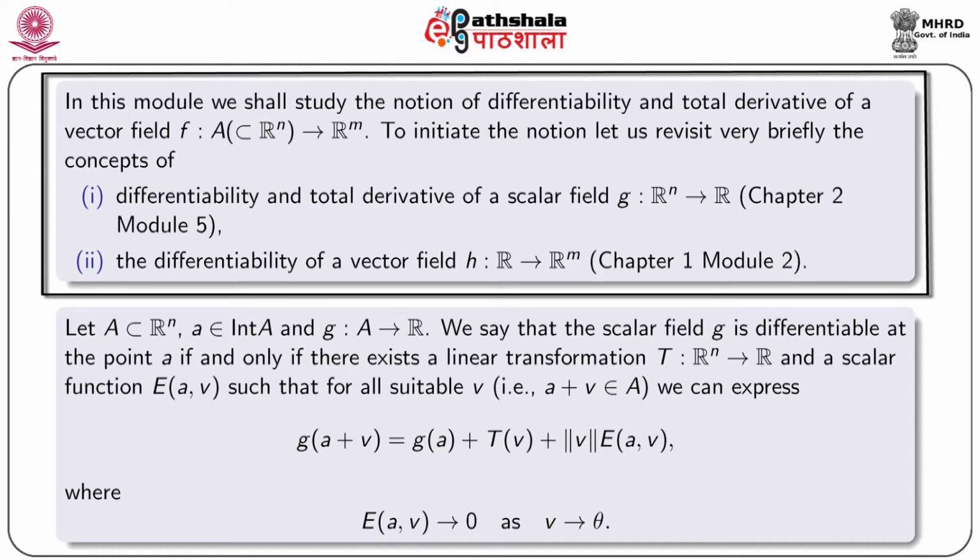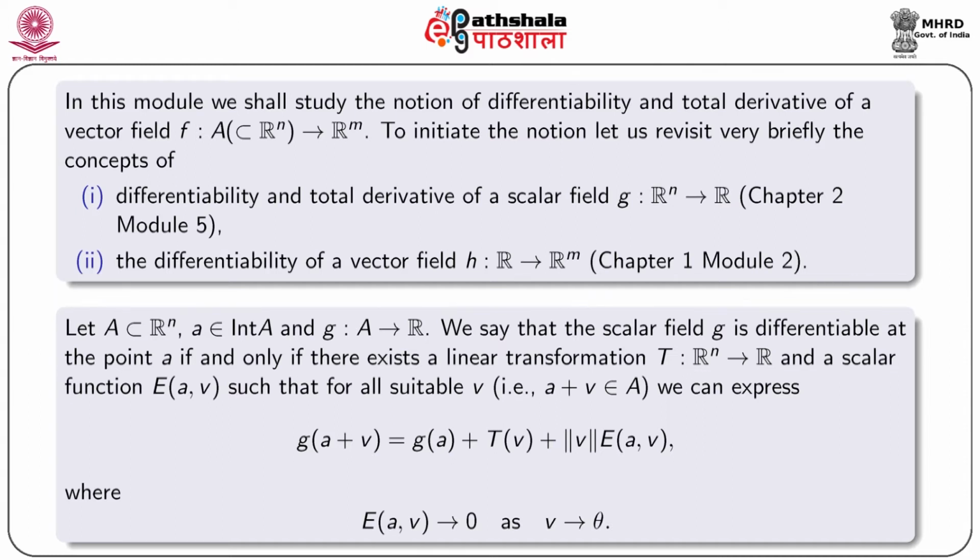To initiate the notion, let us revisit very briefly the concepts of, first, differentiability and total derivative of a scalar field g from R^n to R. We discussed this in chapter 2, module 5. Secondly, the differentiability of a vector field h from R to R^m. This we discussed in chapter 1, module 2.